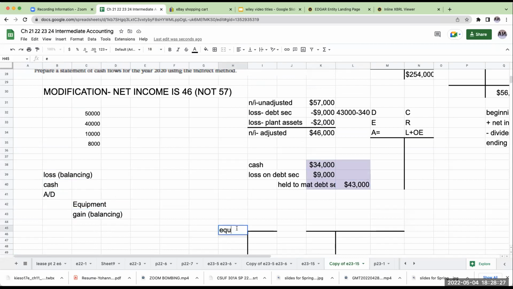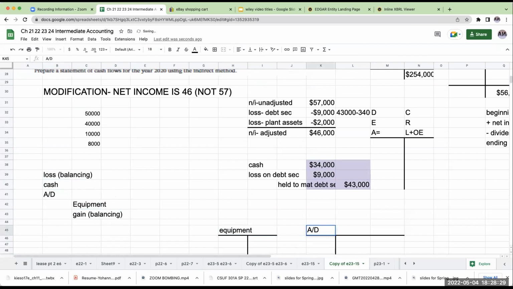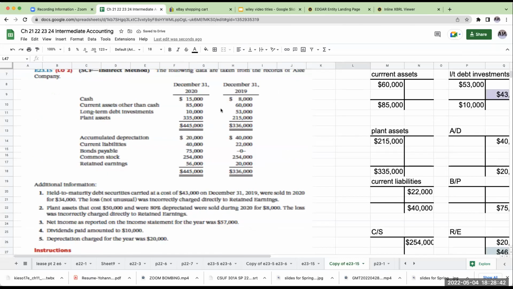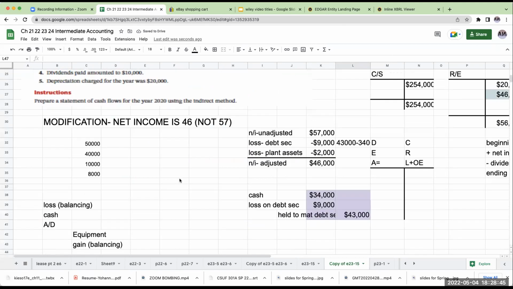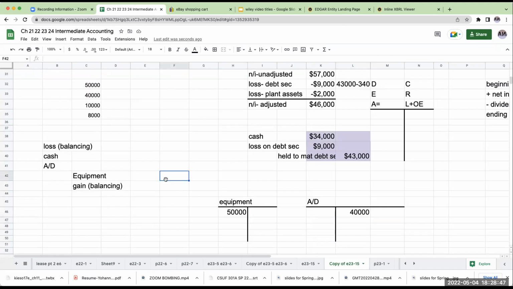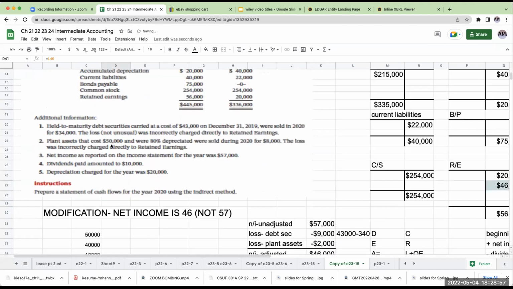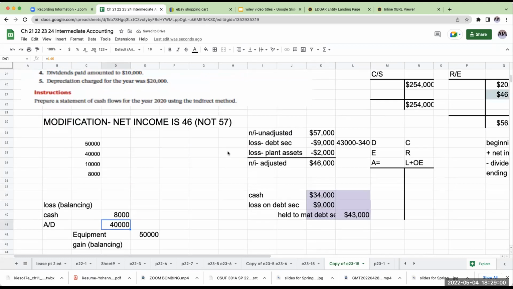When I have this over here, I've got equipment and I've got accumulated depreciation on that equipment. My equipment had a cost of $50,000. The accumulated depreciation was 80% of that amount, or 40,000. When I sell an asset, I've got to take that off of the books. So over here, I'm going to credit equipment for 50. I'm going to debit accumulated depreciation for 40. I received $8,000 cash in part 2 right here. So to balance, I'm going to need a loss.